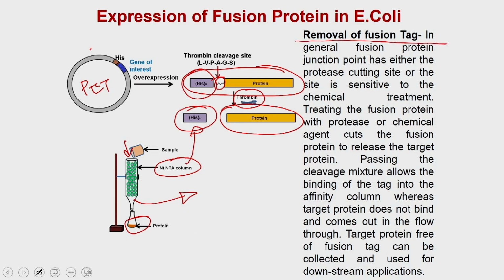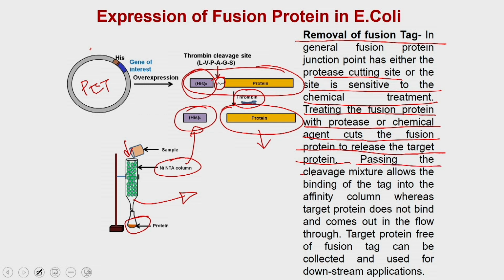So, how do we remove the fusion tag? In most fusion tags you are going to have a protease cutting site, or the site is sensitive to chemical treatment. So, if you treat the fusion protein with a protease or chemical agent, that will cut the fusion protein to release the target protein. That is what is being done. Now, if you pass this cleavage mixture and allow the binding of the tag to the affinity column, which in this case is the nickel NTA column, the column will bind your tag and it will not allow this tag to go into the flow through, whereas your protein has lost the affinity for the column because it does not have the tag anymore, and the protein will come into the flow through.